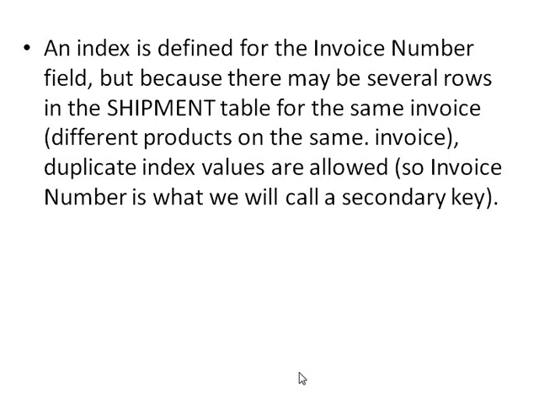An index is defined for the invoice number field, but because there may be several rows in the shipment table for the same invoice, different products on the same invoice, duplicate index values are allowed. So invoice number is what we will call a secondary key. So in this table we can have duplicate values also. Even if we have mentioned primary key and foreign key, we have not given it a unique key. It is not mentioned as a unique key.